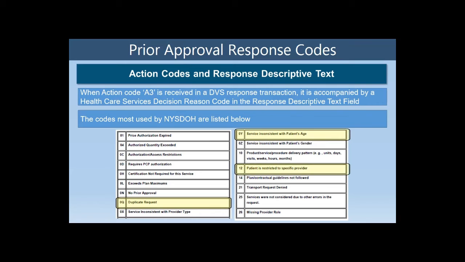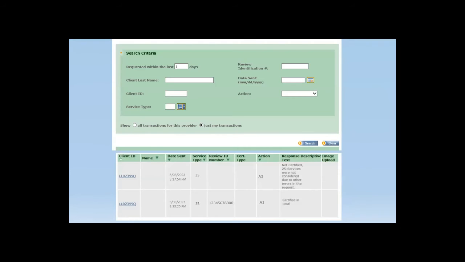12, Patient is restricted to a specific provider. The ordering provider entered is not the provider the member is restricted to, or the ordering provider field was left blank. 25, Services were not considered due to other errors in the request. There are errors on the request. Need to submit a new request.